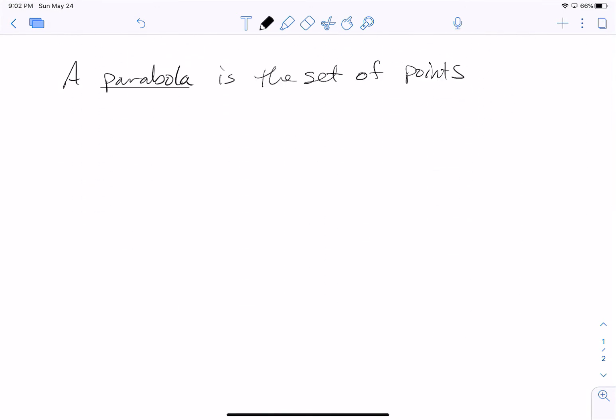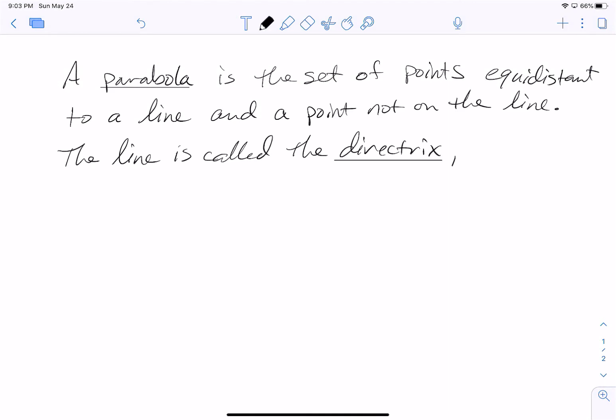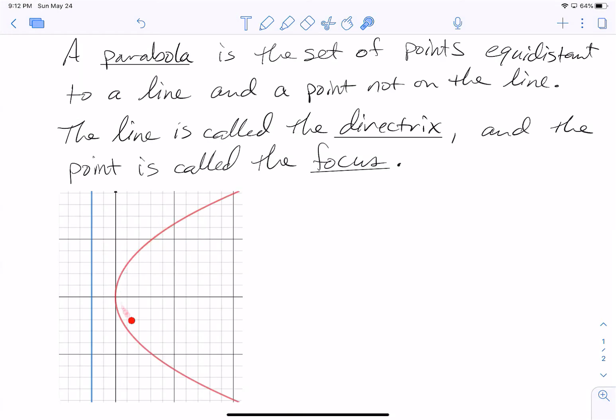A parabola is a set of points equidistant to a line and a point not on the line. The line is called the directrix, and the point is the focus. Here we have a parabola and its directrix, and we can see that the directrix is 2 grid squares off of the vertex of the parabola, and so the focus is also 2 grid squares off. We have here the focus. We're going to label that with coordinates (p, 0). I'm going to make that a lowercase p.